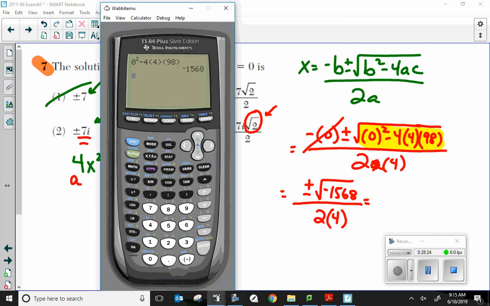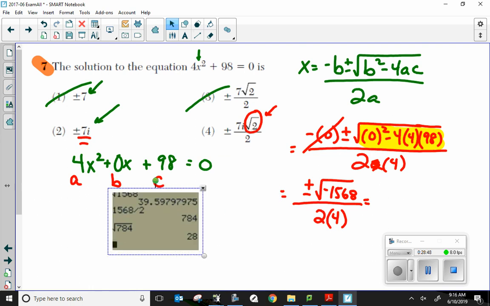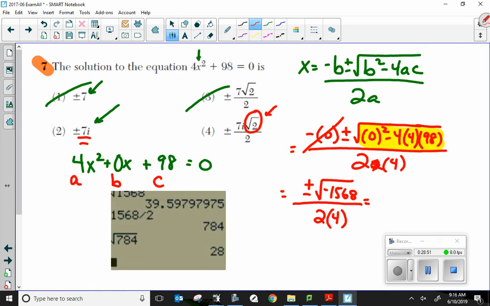So I'm going to do this. What is the square root of 1568? That is not even. So let's take 1568 divided by 2. 784. What's the square root of 784? Oh, 28. So hear me out here for a second. I can say that's plus or minus the square root of, I just said if I divide 1568 by 2, I get 784. 784 times 2 would give you 1568.